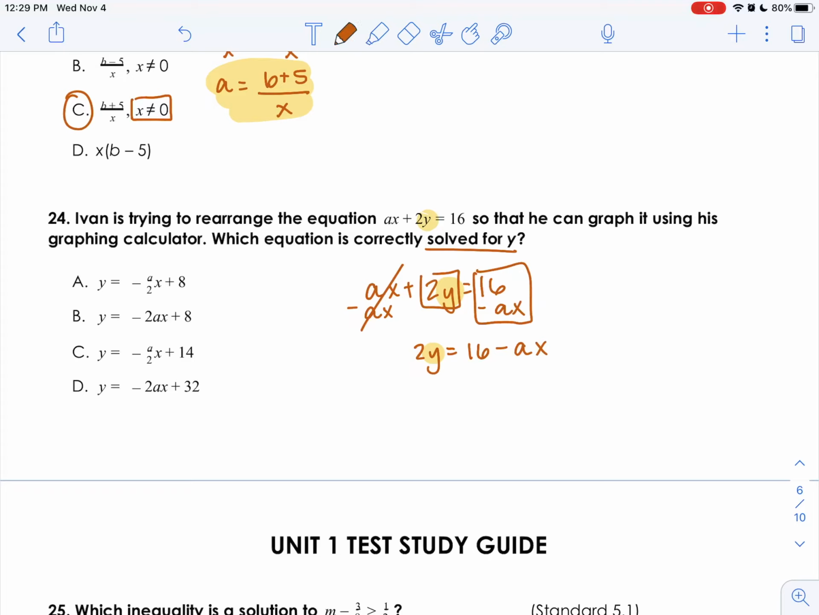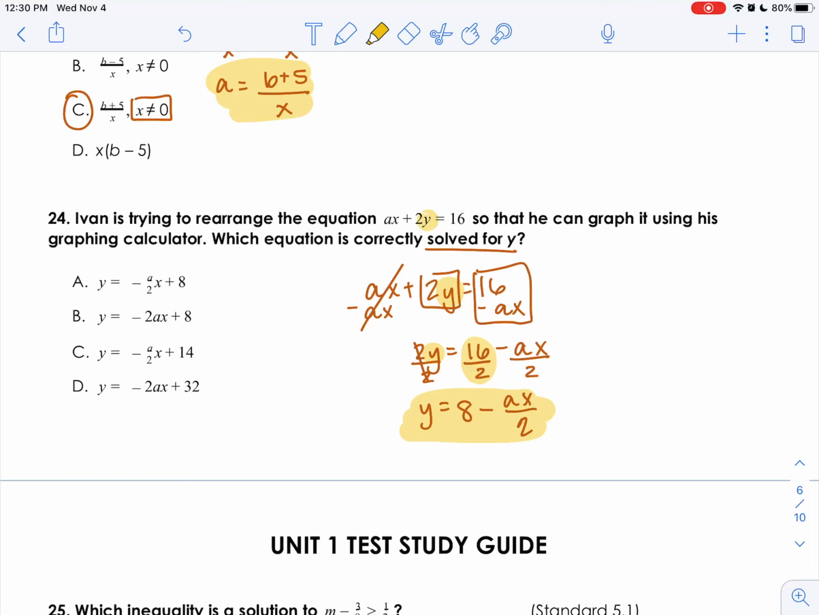Now I have 2 times y. In order to get the y by itself, I'm going to divide both sides by 2. I'm going to divide this entire side by 2, or you could think of dividing each item by 2. 2 divided by 2 is 1, giving me y equals, then I can simplify. 16 over 2 is 8 minus, once again, I don't know what ax is, so I'm just going to write ax over 2. So now I want to pick an answer that looks most like this.